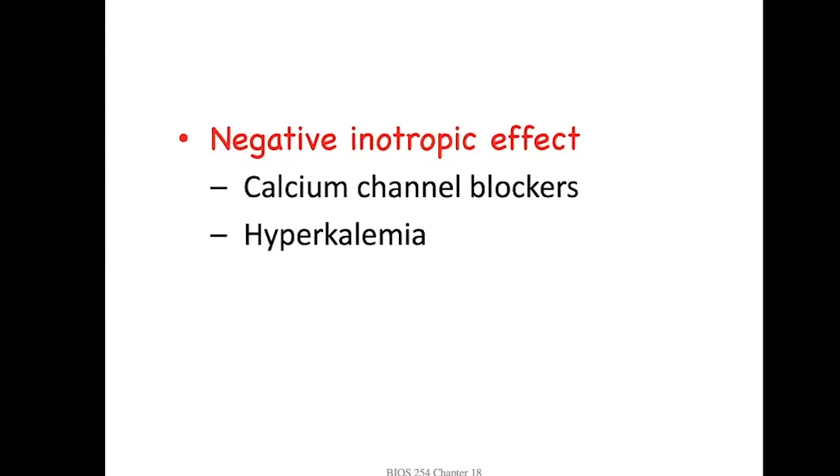Hyperkalemia is increased or elevated levels of potassium in the extracellular fluid. If you have elevated levels of potassium in the extracellular fluid, this will lead to depolarization of the membrane. And the membrane potential, the resting membrane potential, is critical for the function of excitable cells. So if you change the membrane potential, then that's going to influence the ability of the muscle to contract. So hyperkalemia actually decreases contractility.